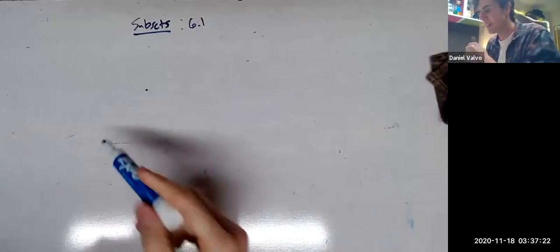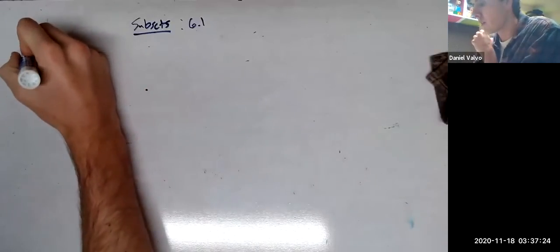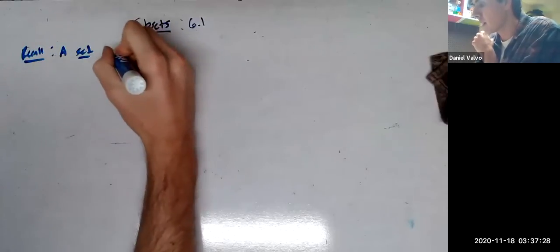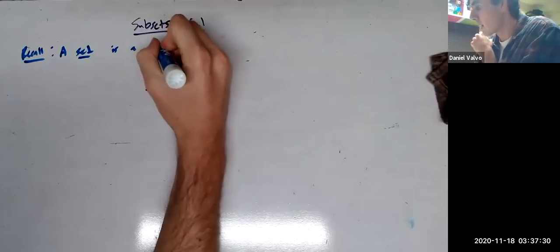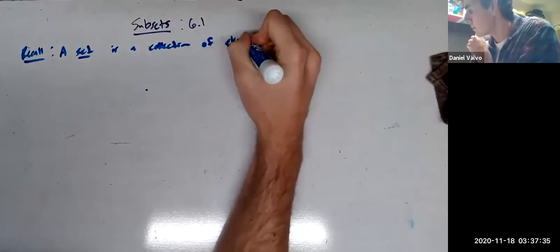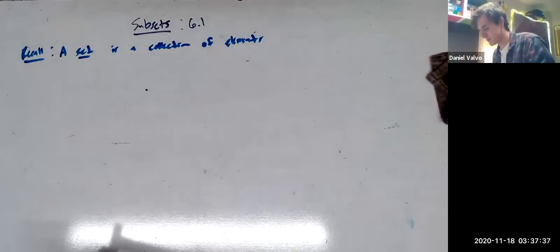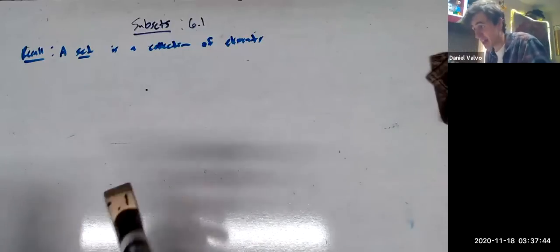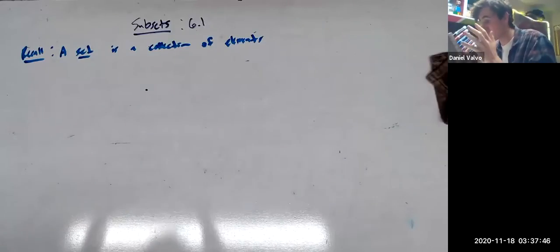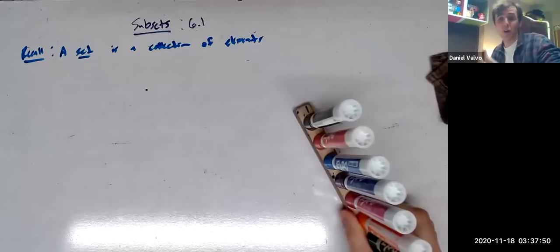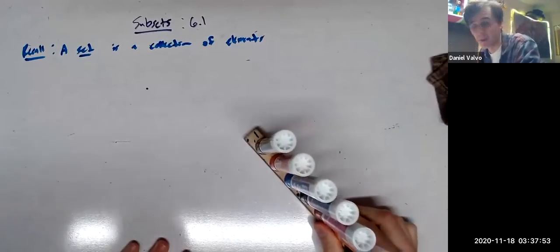A set, recall, a set is a collection of elements. Nothing more, nothing less. It's a collection of elements where every element in the set is in the set exactly once, and every element not in the set is definitely not in the set. There's no in between. Either you're in or you're out. Sets are pretty simple that way.